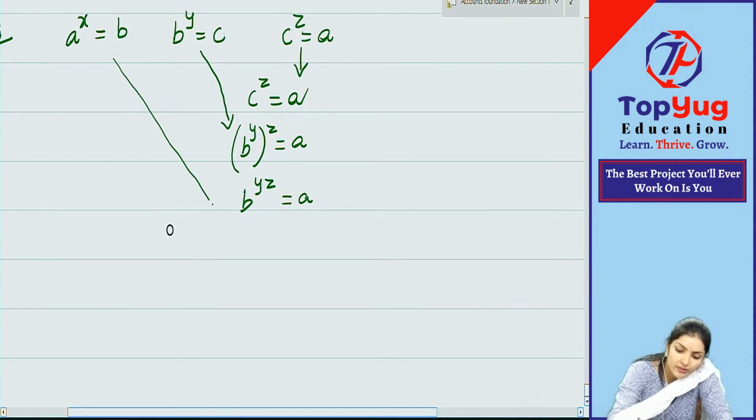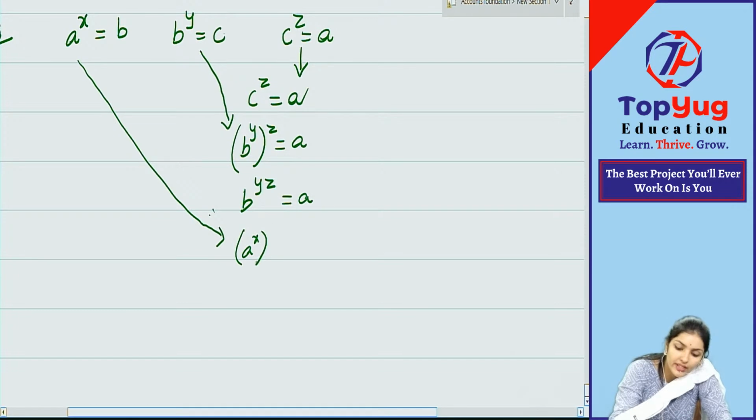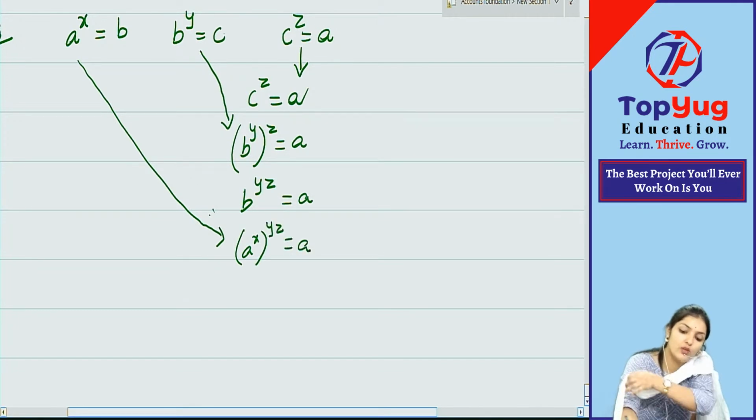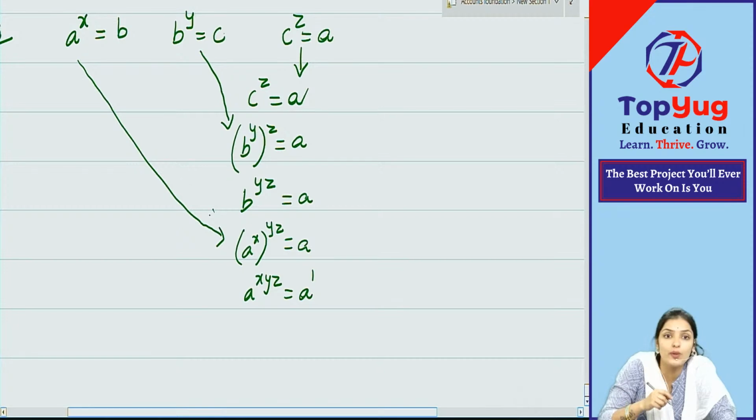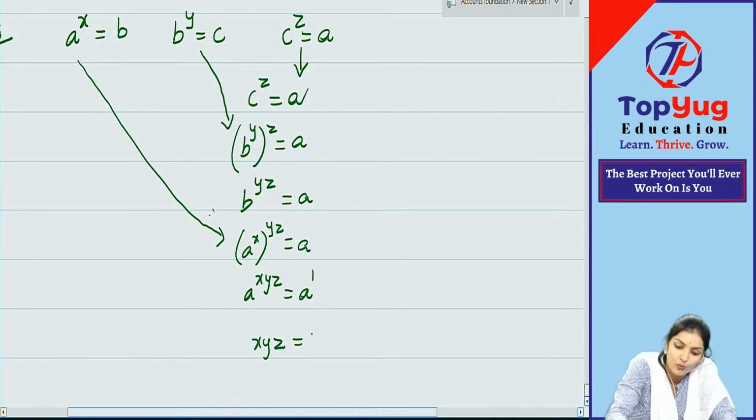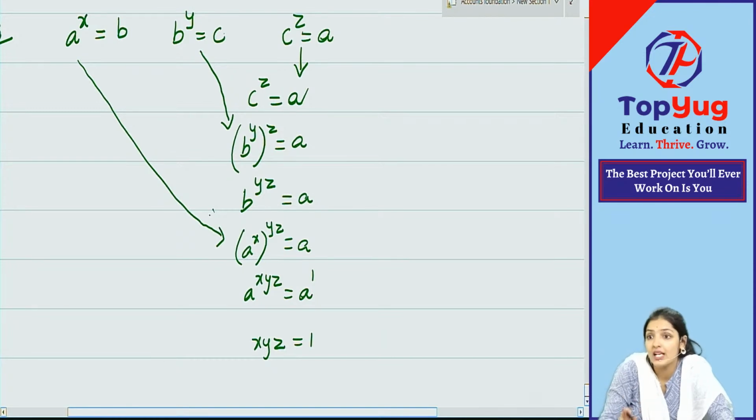Now what is b? I can write it as a to the power x to the power yz is equal to a. Now can I write it as a to the power xyz? No power means can I write it as 1? Bases are same, equate the powers. So xyz is equal to 1. Am I clear this part?